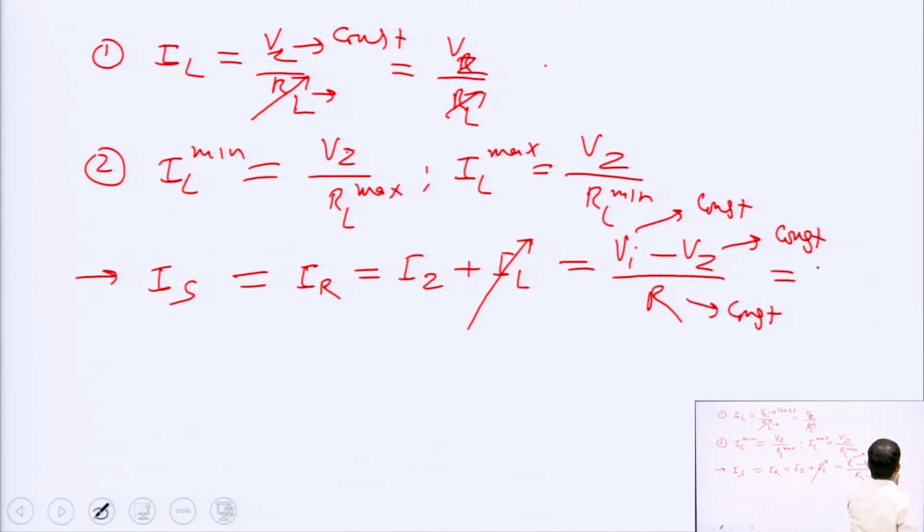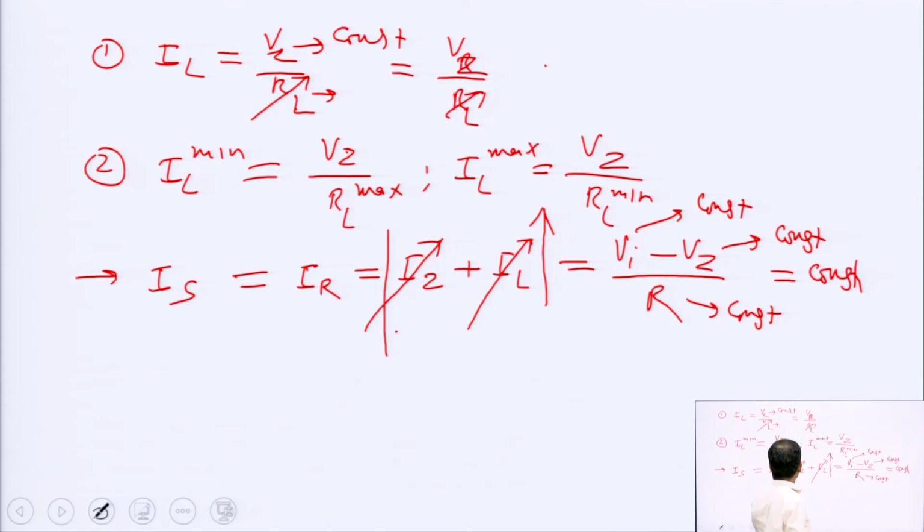This means what will happen? This means the value of IR is also constant, but IR is equal to Iz plus IL. Here IL is variable in the first equation. This means Iz must be variable, then only the sum of these two currents is constant. This means if IL increases, then Iz decreases. What is the meaning? If IL increases, then Iz decreases and vice versa.